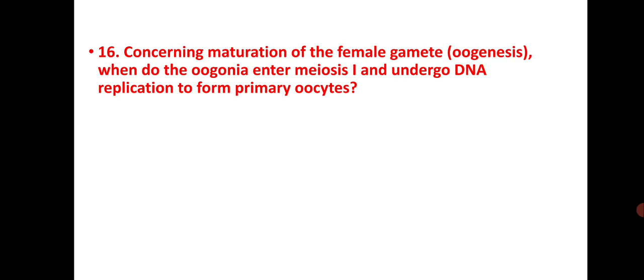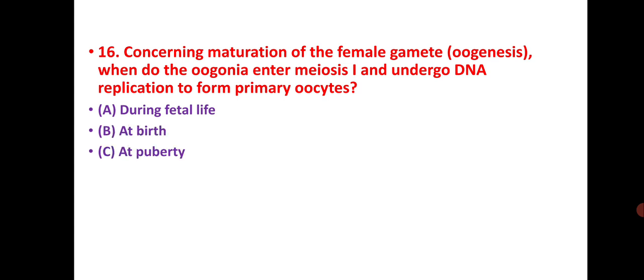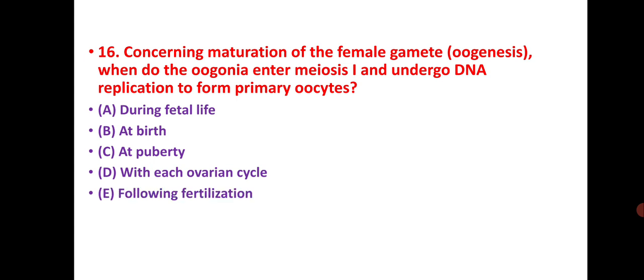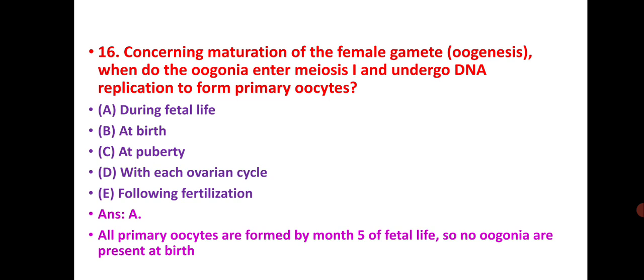The 16th question: concerning maturation of female gametes, when do the oogonia enter meiosis 1 and undergo DNA replication to form primary oocytes? Options are during fetal life, at birth, at puberty, with each ovarian cycle, following fertilization. The answer will be A, that is during fetal life.